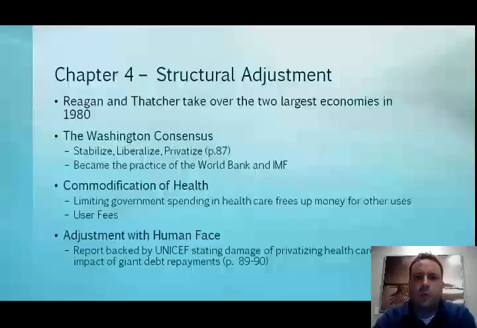So this grew into a thing called the Washington Consensus, when they loaned money or helped other countries stabilize the economy, to liberalize, to again open it to elections, and privatize, to move things out of government into the private sector, because that way you didn't have to fund governments to provide services, and so government could be a little leaner and a little cheaper. And this became the practice of the World Bank and the International Monetary Fund.